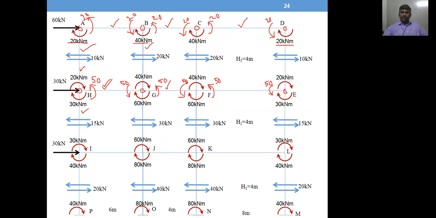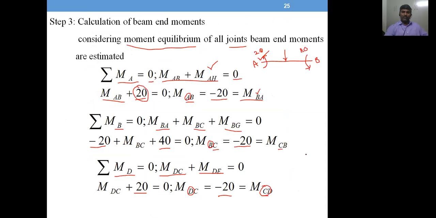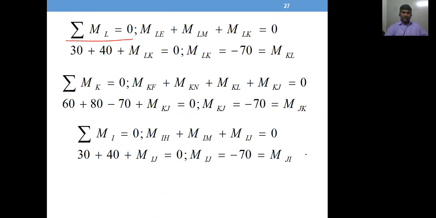So we have taken the rightmost joint. So LM, LE are columns, LK is a beam. So 30 clockwise, 40 clockwise, total 70 clockwise should be balanced by 70 anti-clockwise bending moment. That is what is MLK. Let's see by the equation. It's like that, just simple.